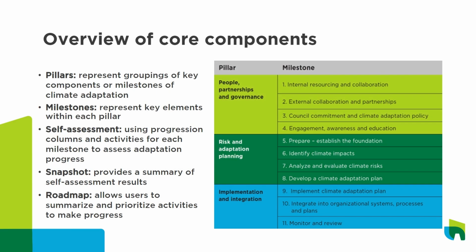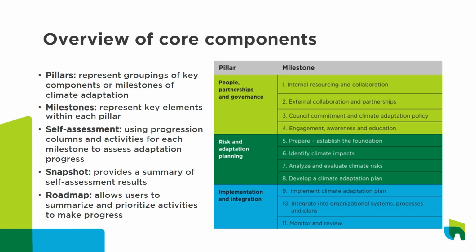The core components of the tool include 3 pillars that represent groupings of key components or milestones of reconciliation plus AREI-informed climate adaptation; 11 milestones that represent key elements that make up each of the 3 pillars. These milestones reflect a major step that local governments typically take for climate adaptation; and a self-assessment to evaluate progress. The self-assessment involves using columns with progress statements and activities for each pillar. They are intended to work together to support you in developing your own customized plan for reconciliation plus AREI-informed climate adaptation.